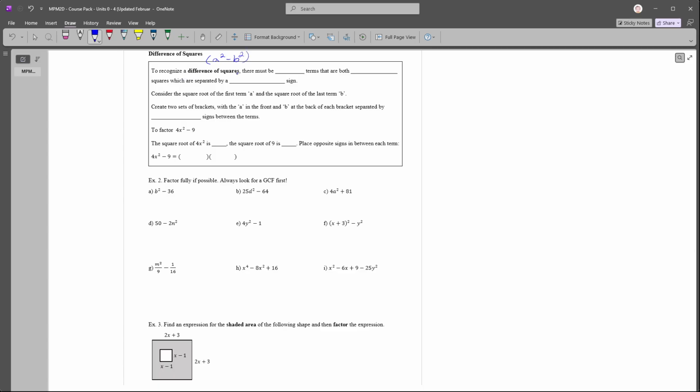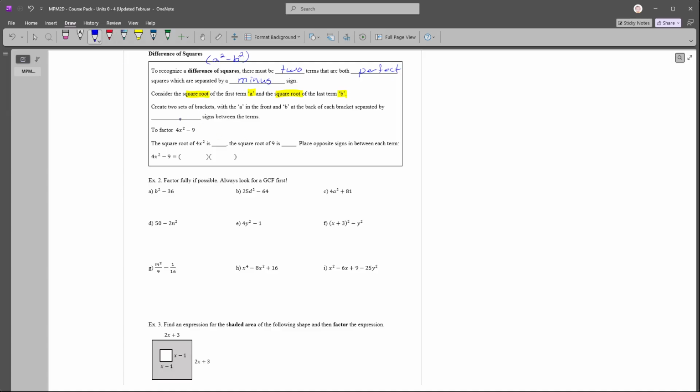So to recognize the difference of squares, there must be two terms that are both perfect squares, which are separated by a negative sign, a minus sign. That's why it's called a difference of squares. So consider the square root of the first term, a, and the square root of the second term, b. So we're trying to find the square root of a and b, just like we did last time.